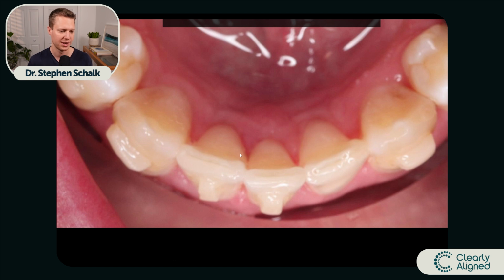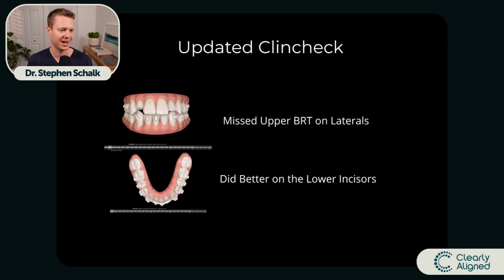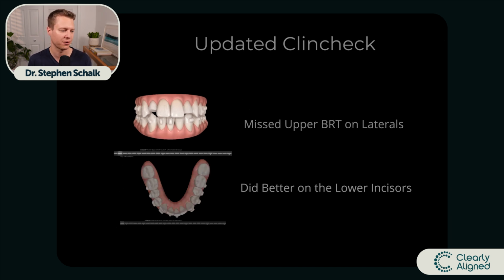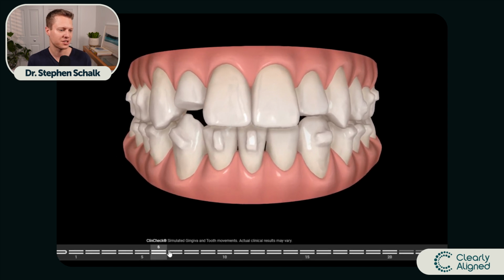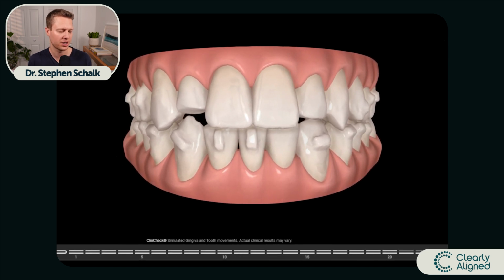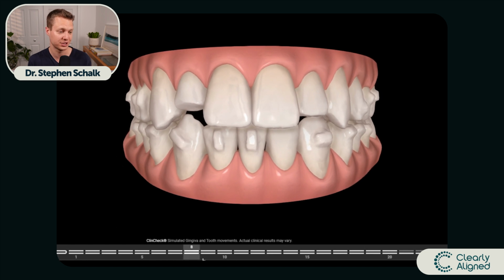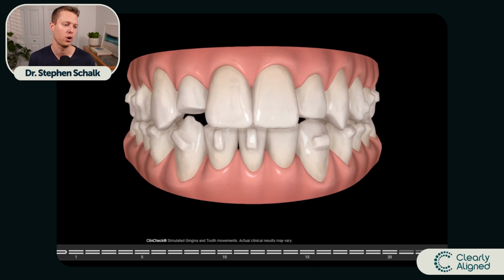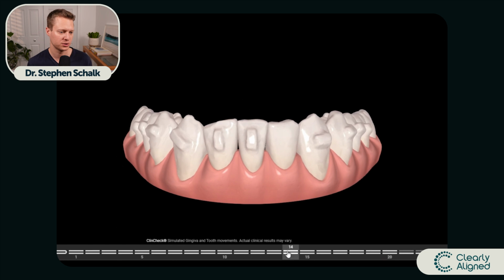You'll see that when we get to our next set of progress records. Now in reality, on the updated ClinCheck here, I missed the buccal root torque on the upper lateral incisors. So I did not catch the fact that we needed more buccal root torque as much as I should have. I should have caught that we needed more than what we have planned in there. On the lowers, you can see that we're aligning the edges of the teeth.